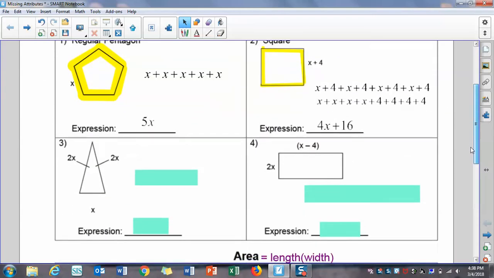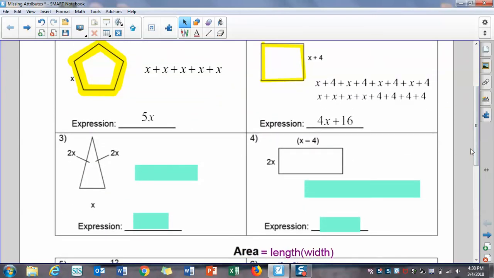Now let's go ahead and look at examples 3 and 4. So here, this is not a regular triangle. So this marking right here on each of the sides, this is an isosceles triangle. It says 2x and 2x on both sides. And that little marking means that both are the same length. So I have 2x plus 2x plus just x.